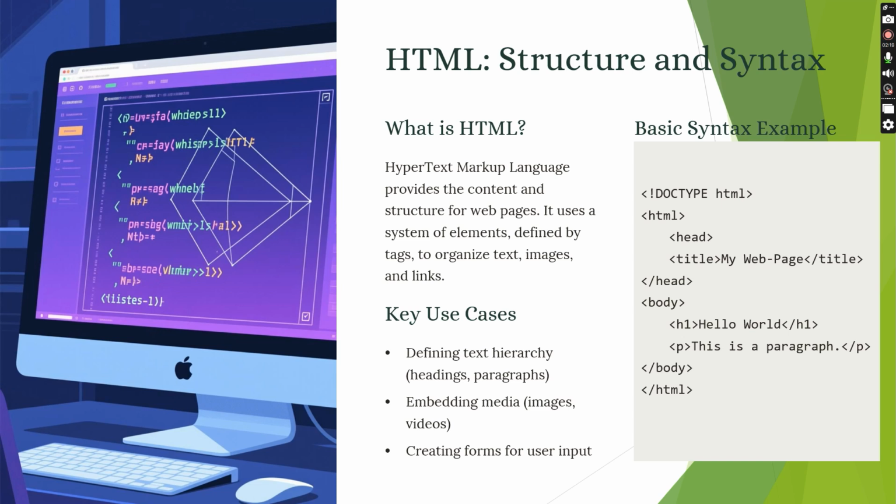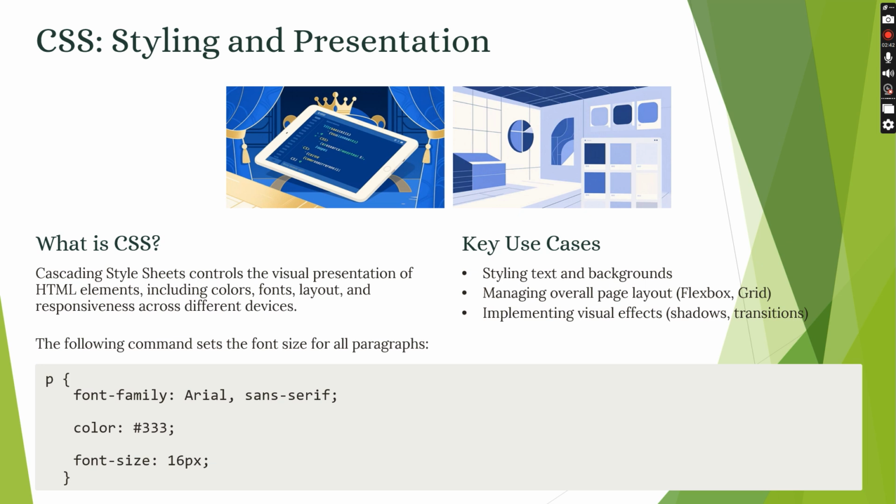Then comes the body tag. Inside the body tag, there is a heading tag and paragraph tag. There are six types of heading tags: H1 to H6, H1, H2, H3, H4, H5, and H6. Here I have used H1. Then P is the paragraph tag. Then the body and HTML tags end.